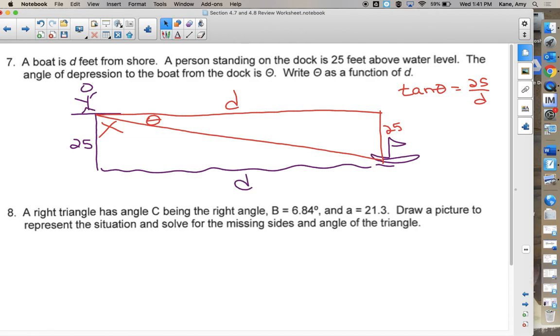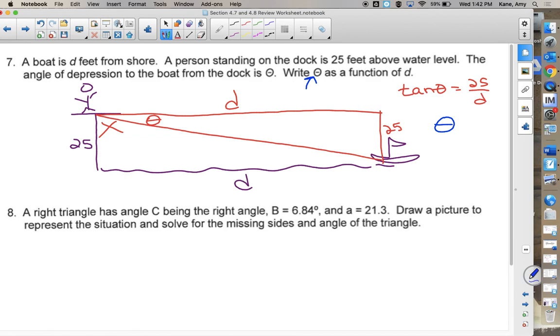So that's how I would set up my initial problem, but it says write theta as a function of D. This means that that's what you want to solve for. So I don't want to leave it as tangent of theta, you just need to have theta by itself. How would you plug that into the calculator?